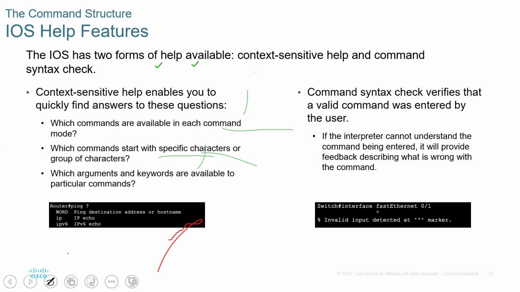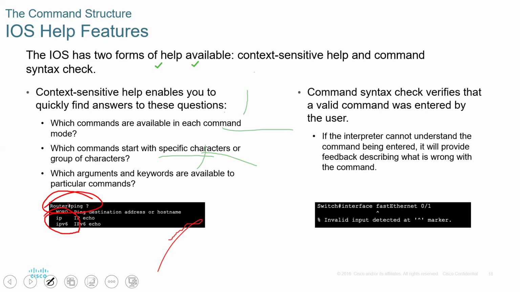How does the question mark help you? The question mark is what we call context sensitive help. It's a help feature. You just type your command and put a question mark. For instance, you type ping, put a space and put a question mark, and it's going to give you the recommended actions that you can do next.